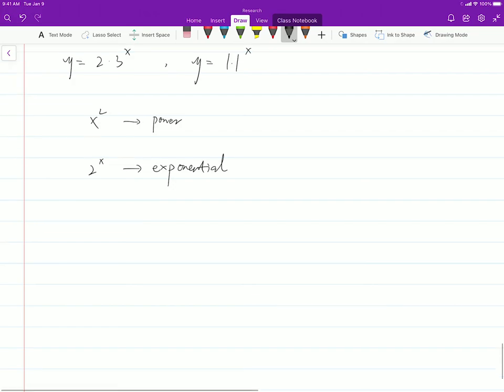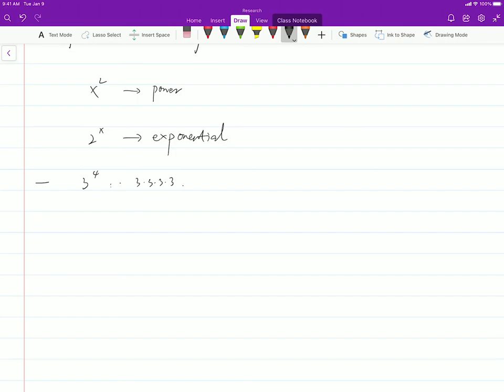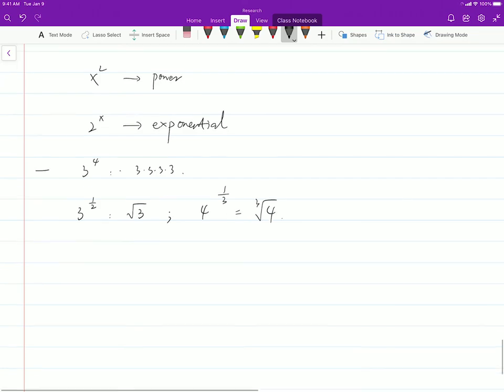All right. Now, several comments we want to make. Number one, we do know what we mean by 3 to the 4, right? That basically means 3 times 3 for 4 times. That is easy. But we also know that sometimes we have some fractions. For example, 3 to the 1 half. Try to recall, that means the root. So 3 to the 1 half is the square root of 3. 4 to the 1 third is going to be the cube root of 4. So fraction means root.